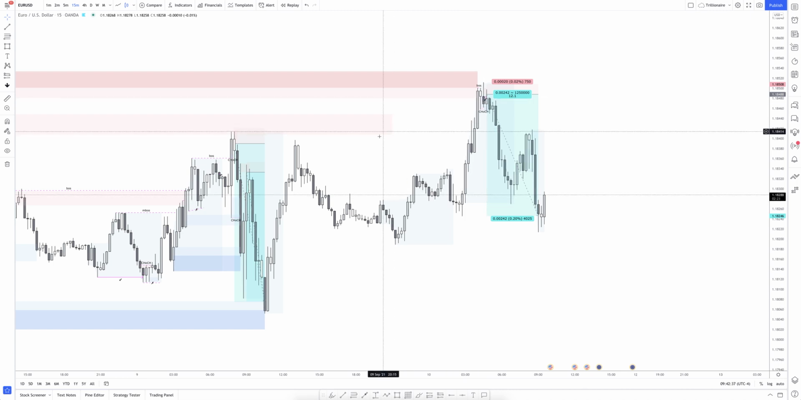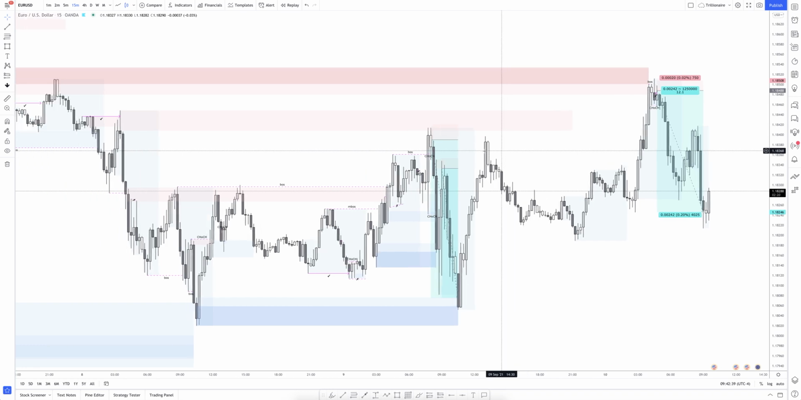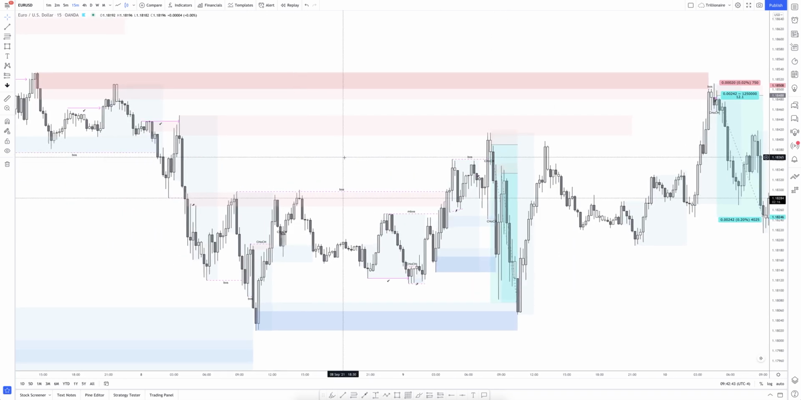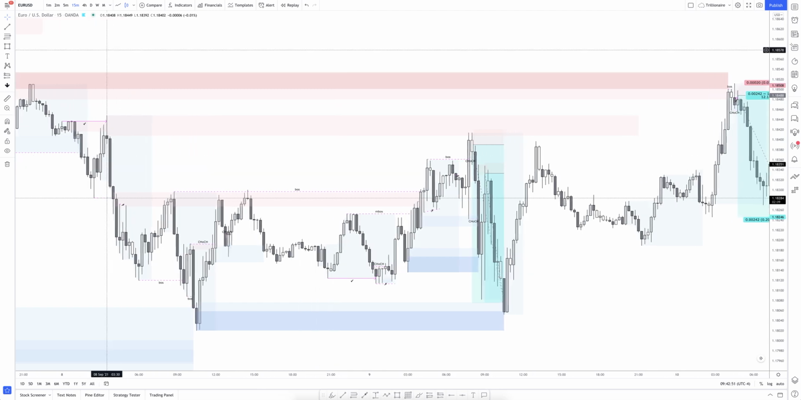All right, so we're really just going to start out on the M15 time frame. Recently, my trading has really incorporated M15 zones, M15 supply and demand zones. It's what I like to trade, especially recently.